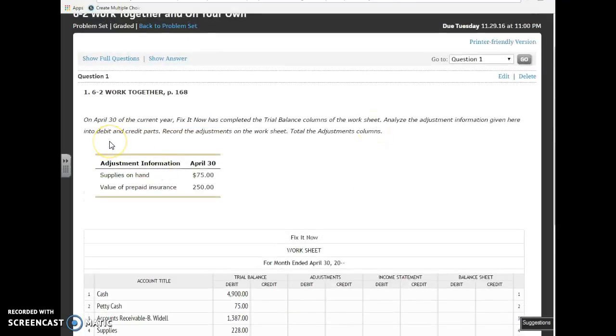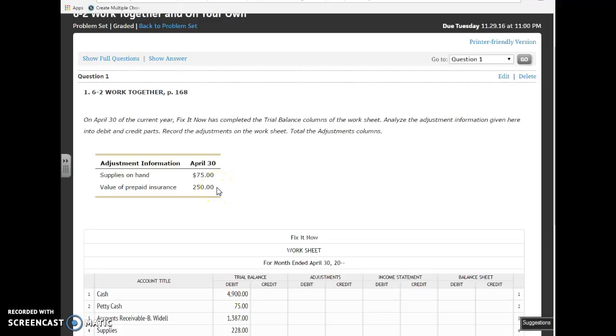And what it says is, on April 30th of the current year, Fix It Now has completed the trial balance columns of the worksheet. Analyze the adjustment information given here into debit and credit parts. Record the adjustments on the worksheet, total the adjustment columns. So what it's telling me is that at the end of the month, the supplies that I have on hand are actually only worth $75 rather than what I paid out throughout the month. And my prepaid insurance is actually only worth $250.